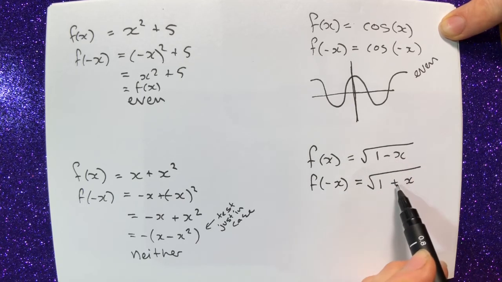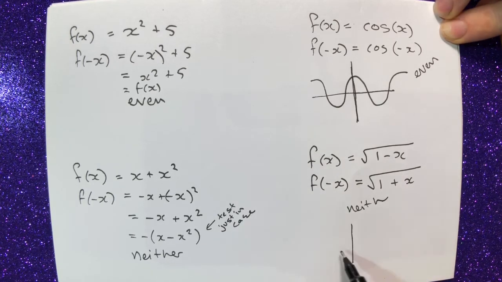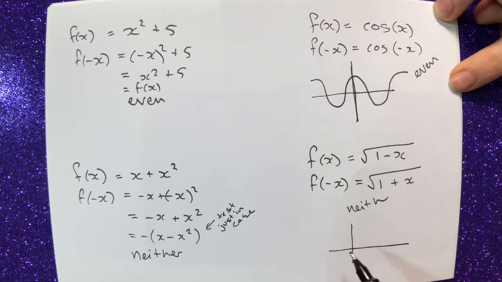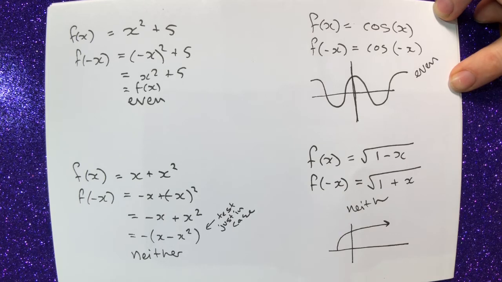This one here as well, you can probably tell straight away that there's no way I can invent that negative back in the middle once it's gone. So this one's neither. Out of curiosity, if I were to sketch it, the square root of 1 plus x would be a function that goes like this, and the square root of 1 minus x would be the function that goes like that. So yeah, definitely not.